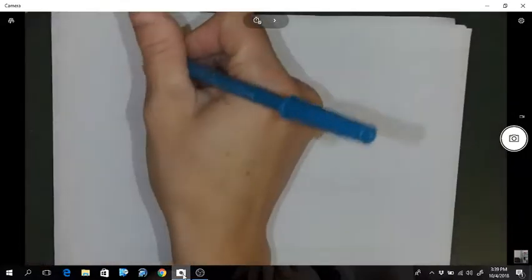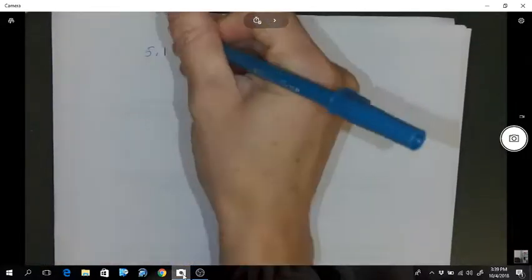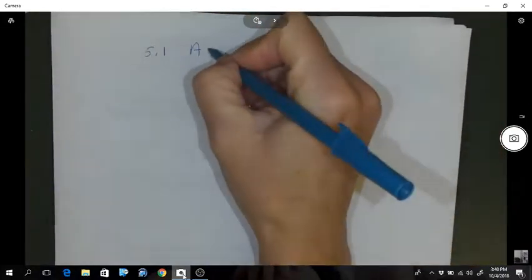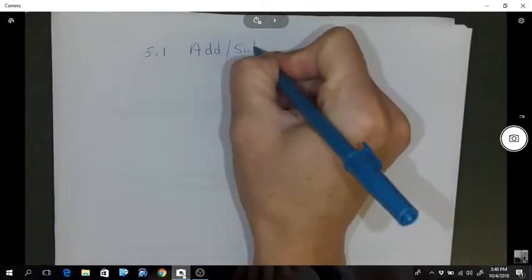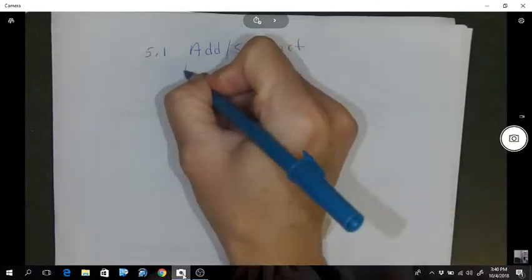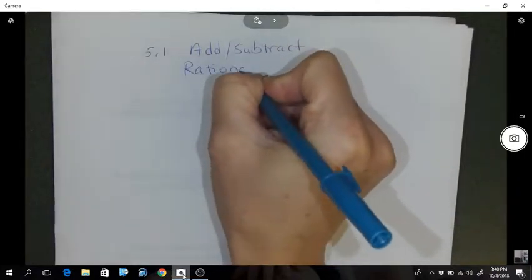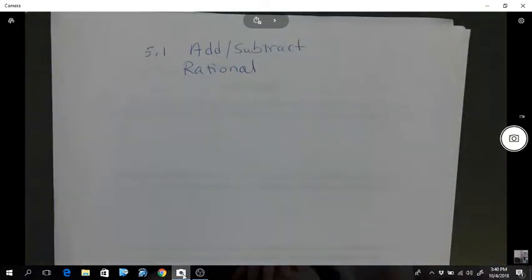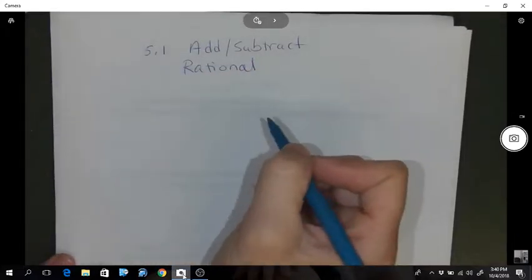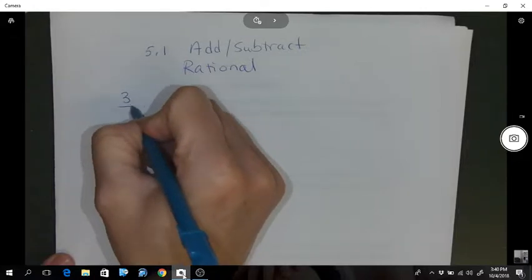Okay, Unit 5, we're going to start with adding and subtracting rationals. Remembering just quickly adding fractions, you need to have a common denominator. So let's take an example.